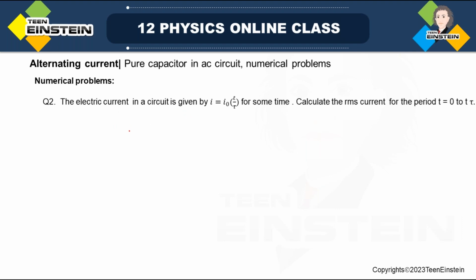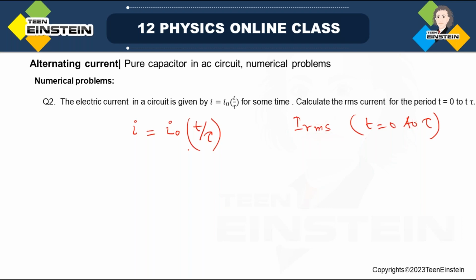See here, in this case, the current is varying as I0 t by tau, like this. You have to actually calculate the RMS value during the time interval 0 to tau.